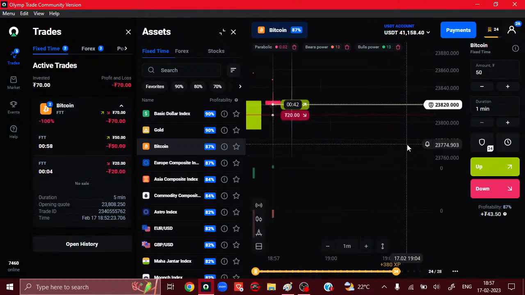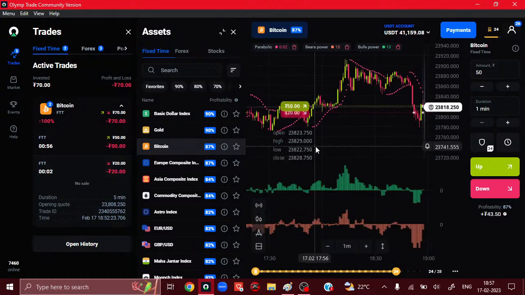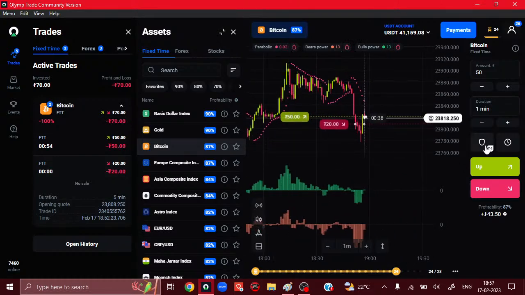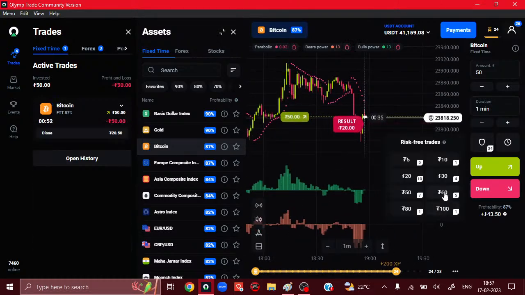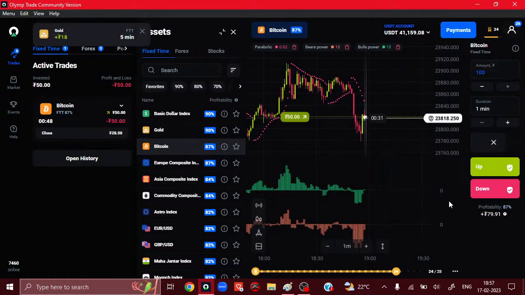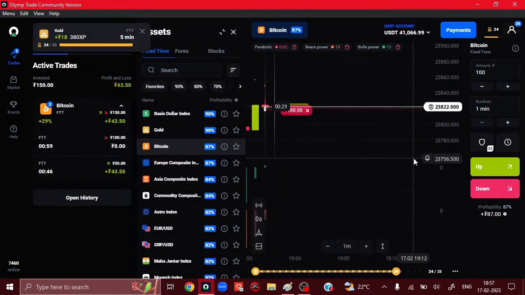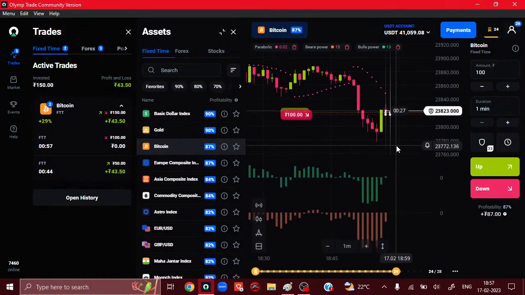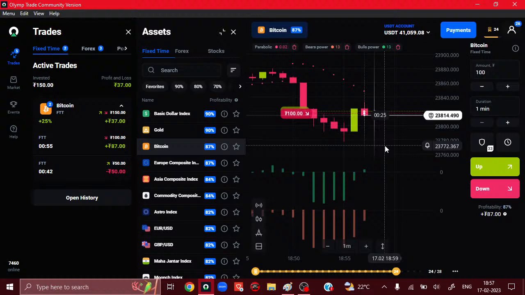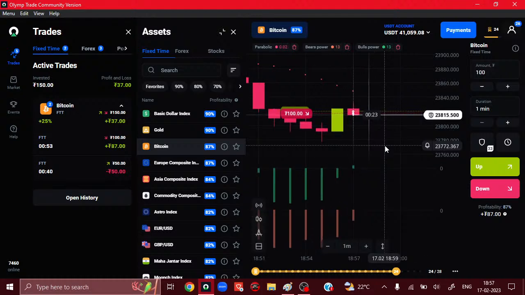So I am now entering into an upside trade here for 1 minute. I also have a risk-free trade available. So this might be the best opportunity here to make use of it. One trade I have entered into the downward direction to counter the risk, counter the loss here. This is how you can use the risk-free trades as well.